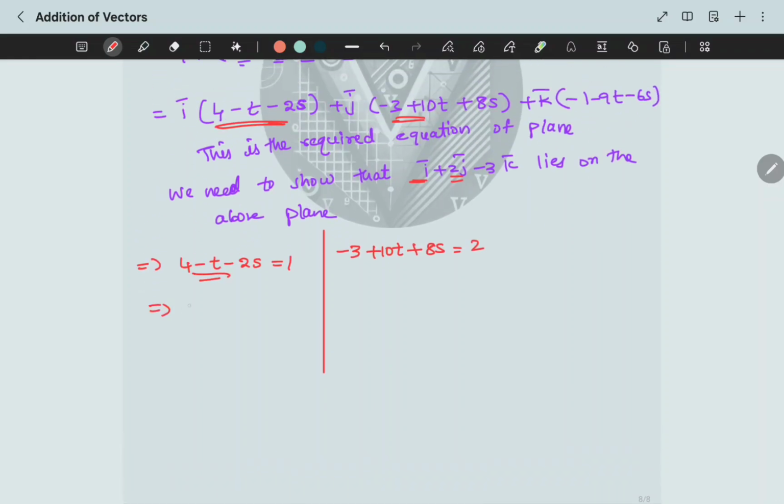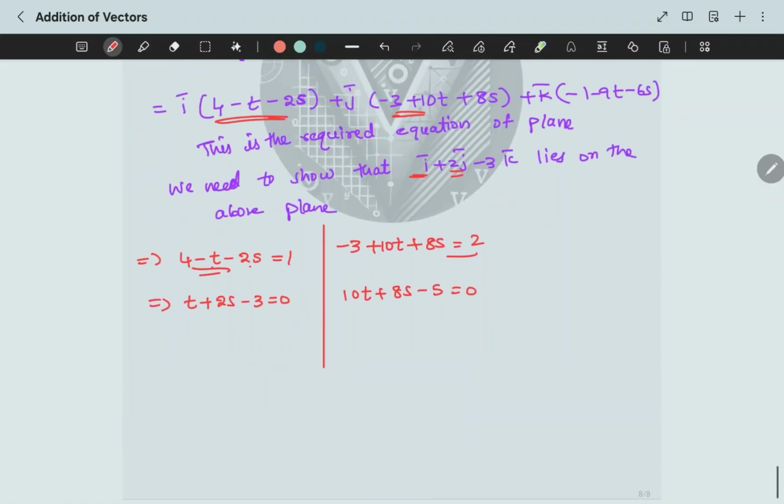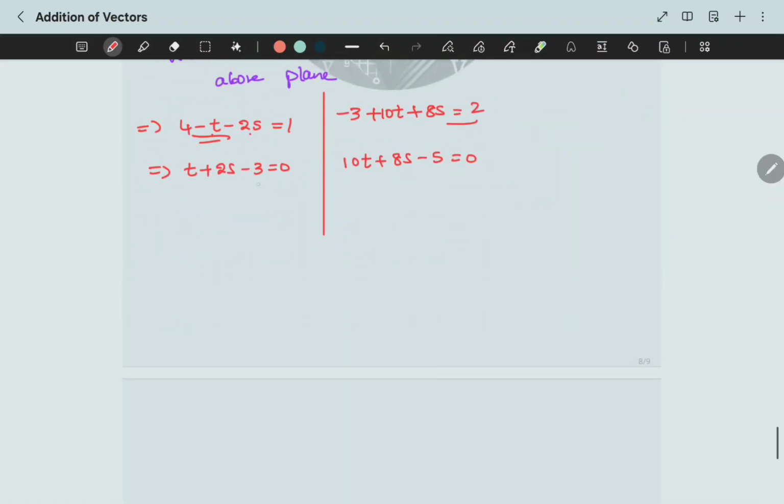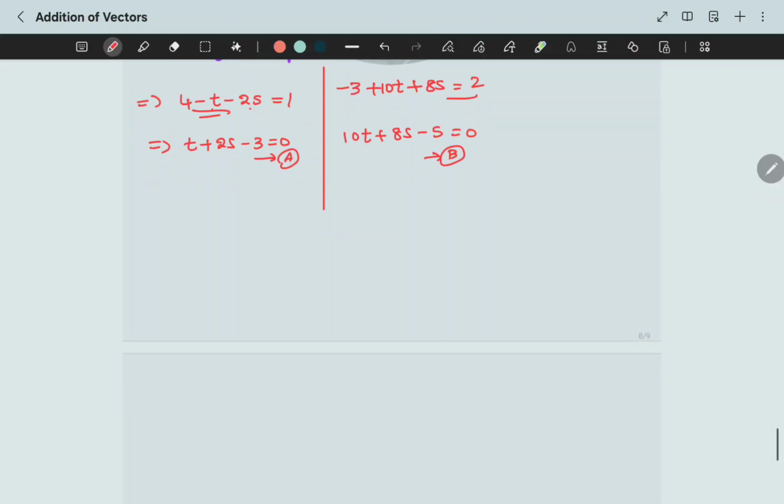Now take all the terms to the right hand side. We get t plus 2s. This becomes positive. This becomes positive. 1 minus 4 is minus 3 equals to 0. I hope you understood this. Now let us bring all the terms to the left hand side. We get here 10t plus 8s minus 3 minus 2 is minus 5 equals to 0. Right? So from this equation A and this equation B, let us eliminate s.